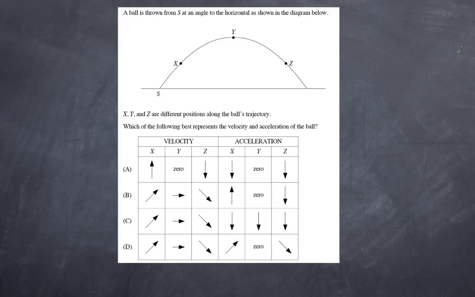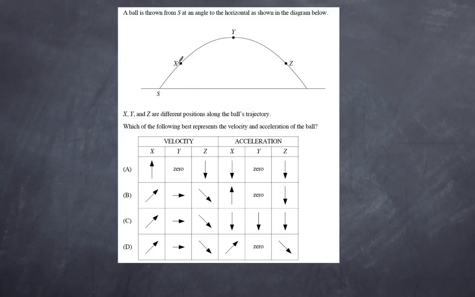This second question is similar to the previous question. And here you've got three places, X, Y, and Z, and you are supposed to work out what are the vectors for the velocity and the acceleration. So again, the important thing to remember here is that this object is moving in a projectile motion. It has horizontal and vertical components.